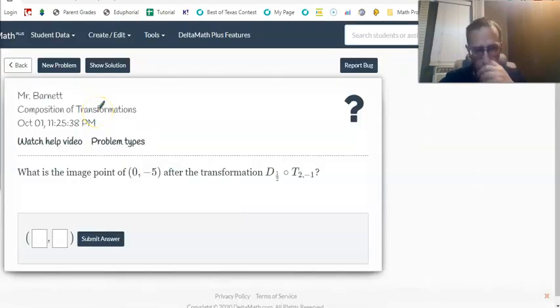Okay, so let's look at this. What we want to do here is find the image of this point after the transformation. The D with 1/2 means we want a dilation with a scale factor of 1/2. T 2, -1 means we want a translation of 2, -1. Now remember, order matters, especially with those translations. Now, what order do we do them in?